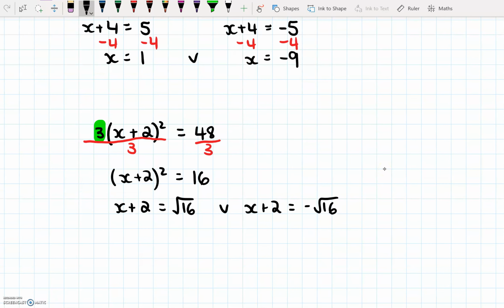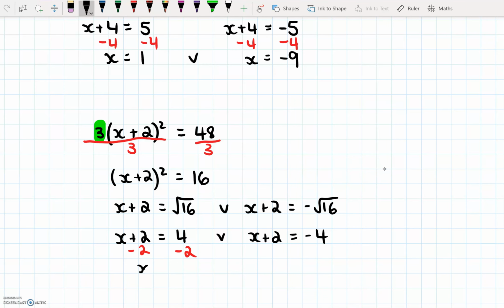Now we can simplify this, so we get x plus 2 equals the root of 16, which is 4, or x plus 2 equals the negative root of 16, which means negative 4. Okay, if we now minus 2 from both sides, oops, I'm just doing one equation at the moment. Minus 2 from both sides here.